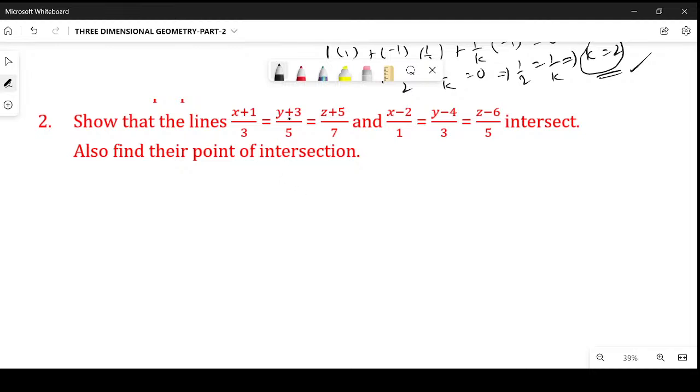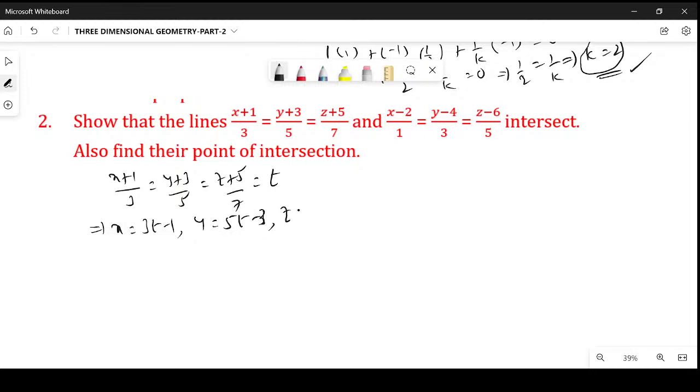So first I will take a general point on this line. I can write (x+1)/3 = (y+3)/5 = (z+5)/7 = t, where I can write any one letter here, so say t. From this, x = 3t - 1, y = 5t - 3, and z = 7t - 5.